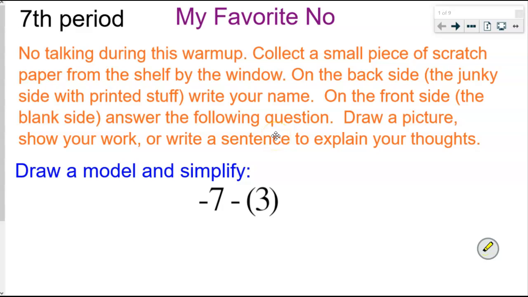Okay, so today we are going to be covering 2.1D, subtracting using number lines. This is part 2 in that video. But before we do, we're starting this with this warm-up. It says draw a model and simplify.